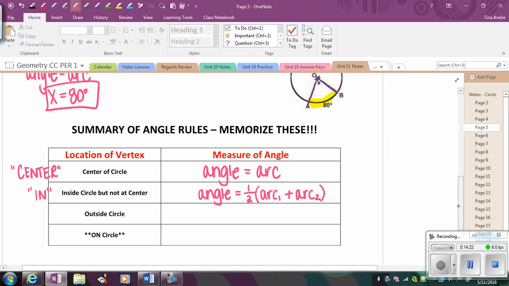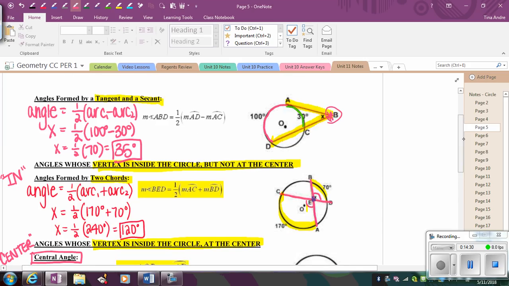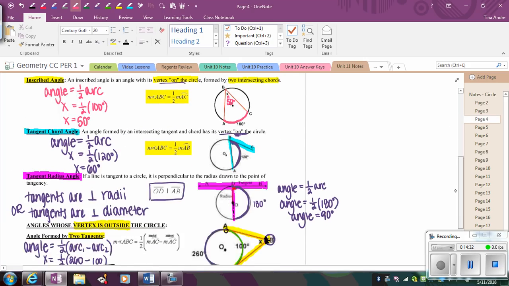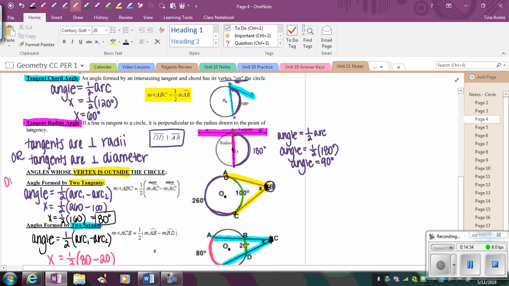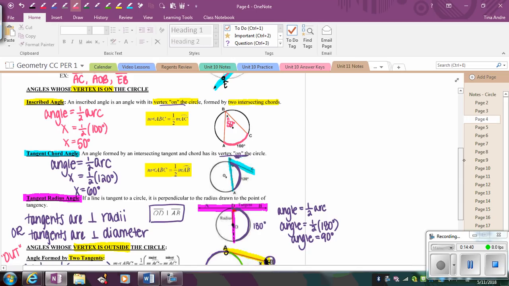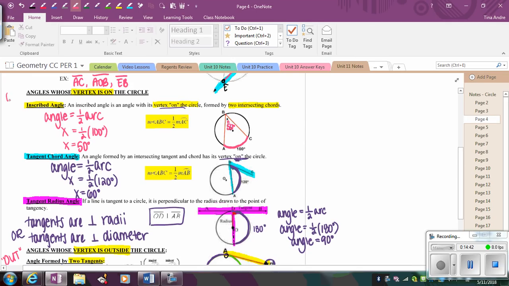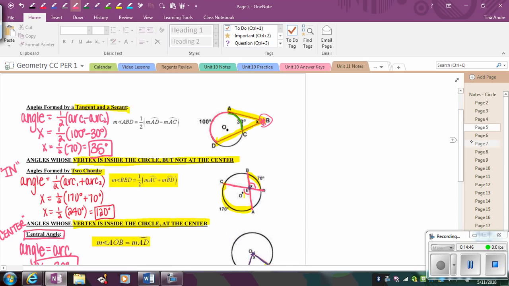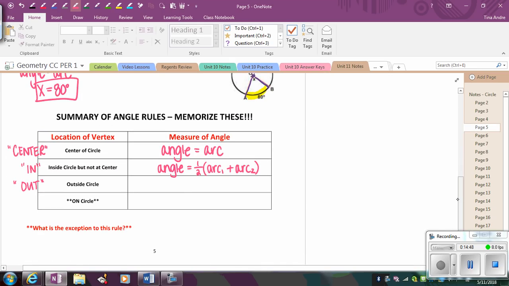The next type I call out angles, meaning the vertex is outside of the circle. We saw that at the top of this page, but we also saw it on the previous page. So I'm going to just label that section. This I call out angles. And then while I'm here, this other section I call on angles because the vertex is on the circle. So I'm going to just fill that in the chart.